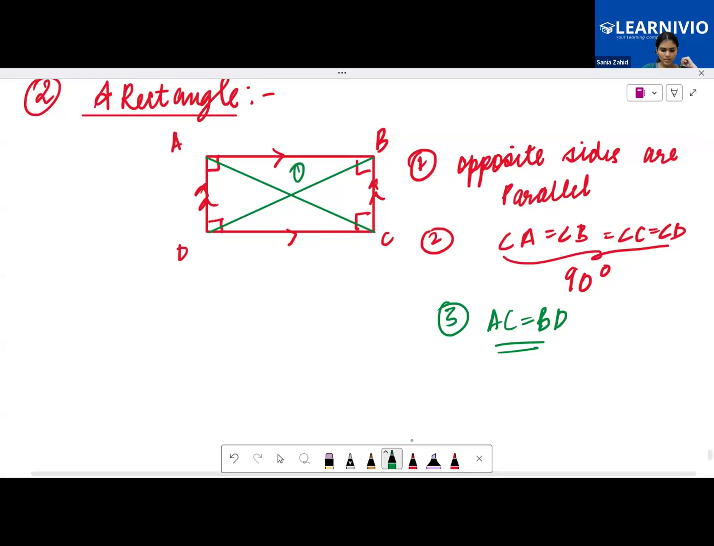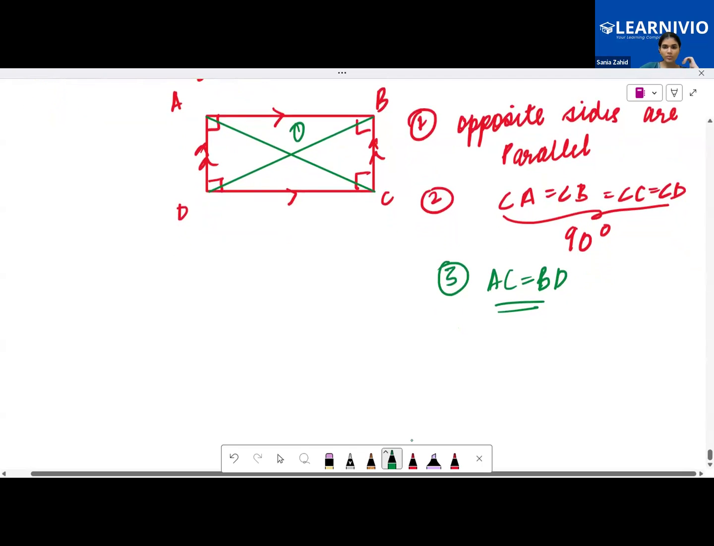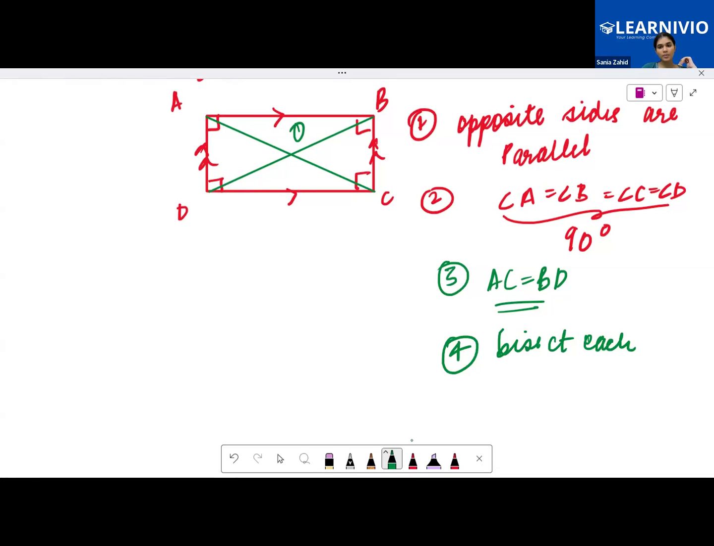Do you understand this? Yes, ma'am. One more property about diagonals is that they are again bisecting each other. Are they just bisectors or are they perpendicular bisectors? They are just bisectors.